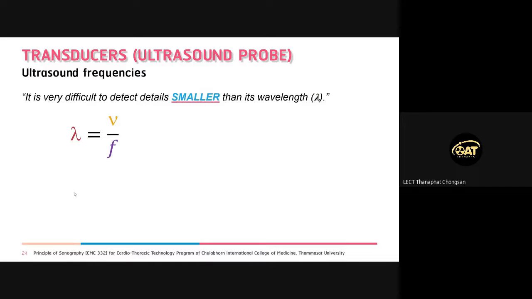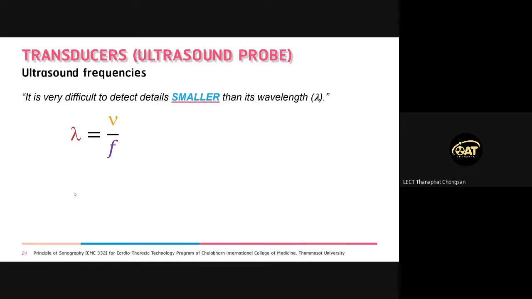Okay, this slide will present how we calculate ultrasound wavelength. Ultrasound wavelength is important to detect small objects in our body, such as calcification in the breast that is interpreted as breast cancer, and calcification in the heart chamber. It is very difficult to detect details smaller than its wavelength.